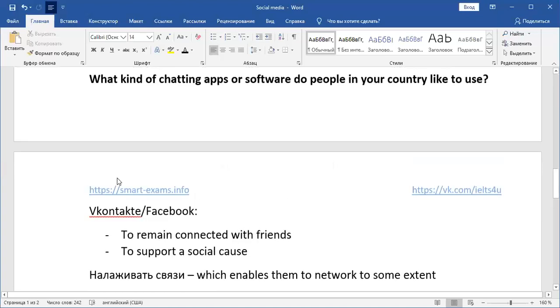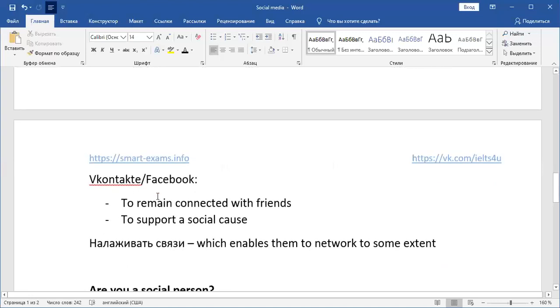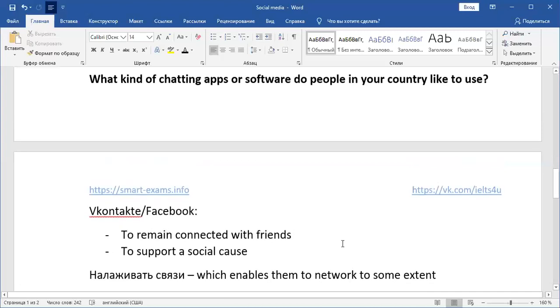So you mentioned those apps, and what you can say about these apps is that they help you, they enable you to remain connected with friends, or you can support a social cause, or you can also say that it enables people to network to some extent. Okay, so these are the chatting apps or software. And then you can mention this WhatsApp or whatever it is.